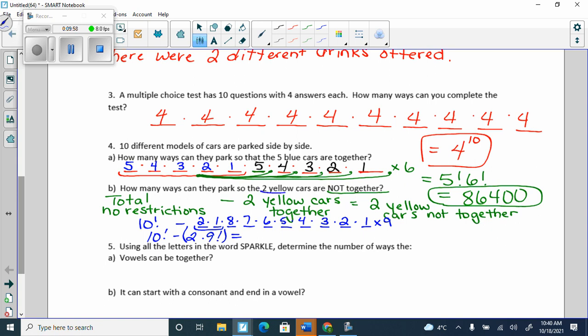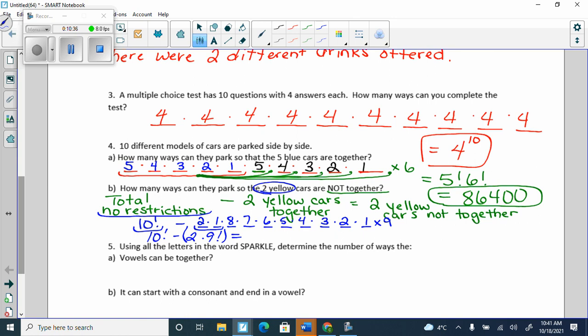It wants 2 yellow cars together. So you hook 2 cars together, which is 2 times 1. 2 times 1 is 2. And then 9 times 8 times 7, 6, 5, 4, 3, 2, 1 is 9 factorial. So it's just 2 times 9 factorial. This is total no restrictions. This is all the ways I can rearrange the cars. You take all the ways you rearrange the cars, you subtract off all the ways the yellows are together, and then what's left over are the yellows not together. Because they're opposites of each other.